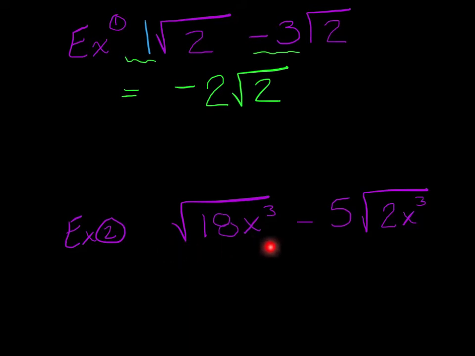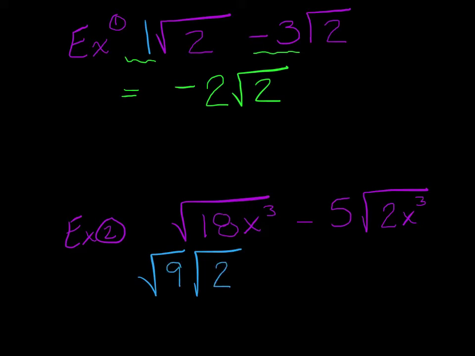Square root of 18x cubed minus the 5 square root of 2x cubed. Now, you can't just add or subtract these radicals because notice, the junk under the radical is not the same. So my job is to make it the same if possible. So we've got to break these down. So let's start with 18. How would we break down 18? Remember, you want a perfect square and a non-perfect square. I'm thinking 9 times 2.